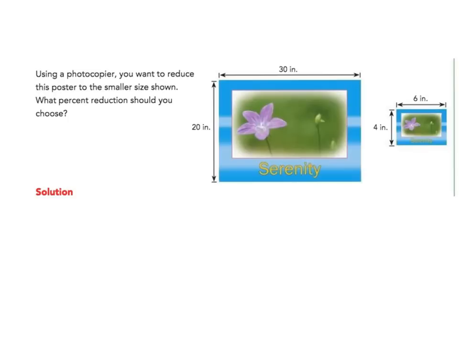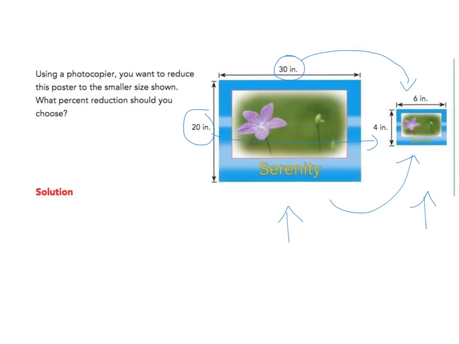So, for example, it says using a photocopier, you want to reduce this poster to the smaller size shown. What percent reduction should you choose? So what's happening here is you have this big poster and you're reducing it to this little poster size. And we want to figure out the scale factor, which is what we would multiply each of these sides by to get them to be these sides. So these are the ones that match up.